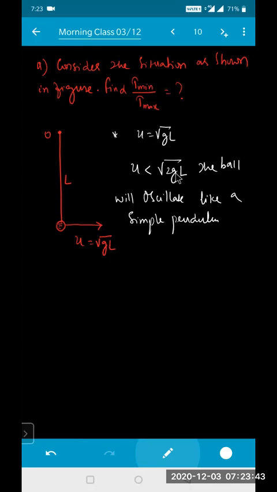Yes, sir. The root of a to GL condition, that means it will oscillate like a simple pendulum with an angle lesser than 90 degrees. That means it goes here, comes back, goes here again. It just makes the to and fro motion like a pendulum clock.